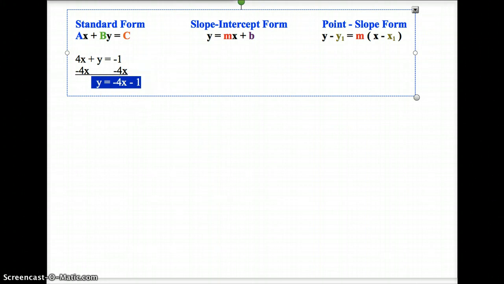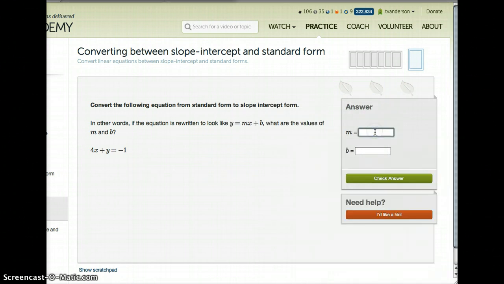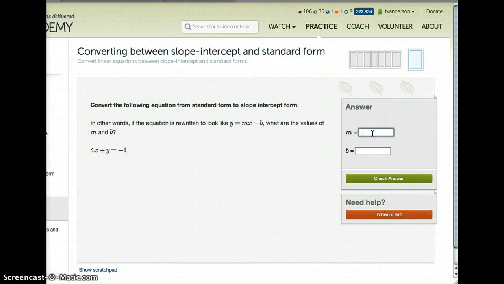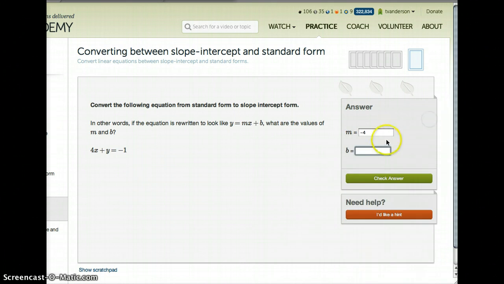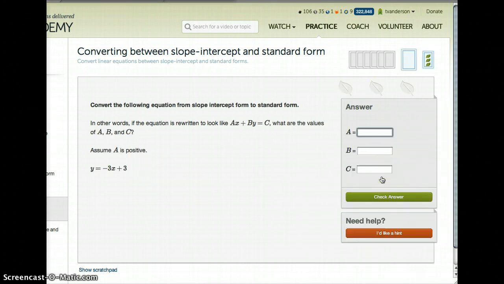So if we take that answer, and I'll drag this down here so we can see it, what is the slope of y equals -4x minus 1? Hopefully you all know by now that the slope is the number that comes in front of the x variable. So in this case, the slope is the -4. And then, what is the b? Well, the b was the constant all by itself, which is our -1. So we'll put in -1 for our constant, and we get the answer correct. So let's pull up another one. Now, you're going to notice that they gave us this equation, y equals -3x plus 3.